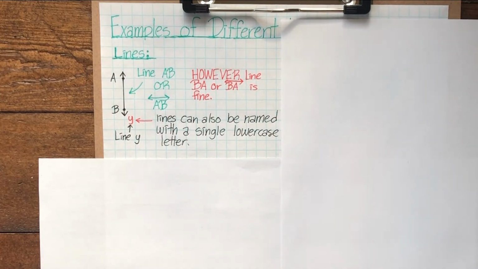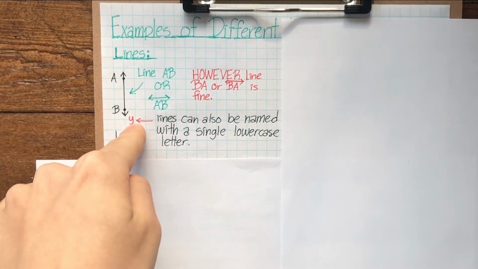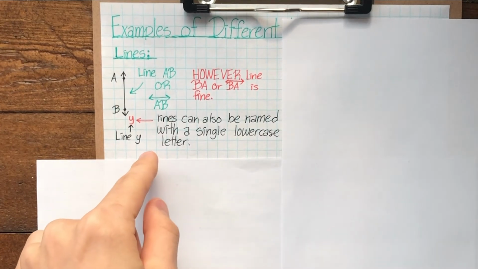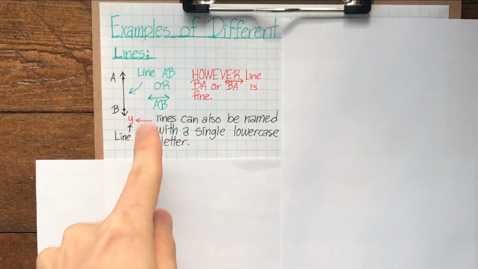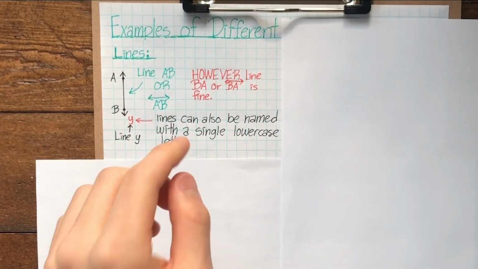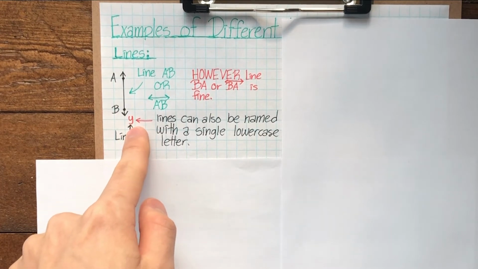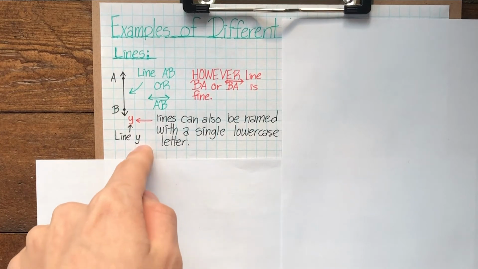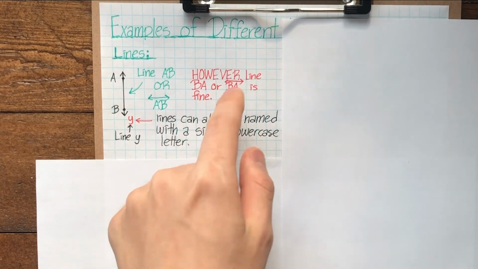And lines can also be labeled with a single lowercase letter. So I just put a little y right here, so this can also be named line y. However, you do have to pay attention to the capitalization of a letter. If it's in capital letters, you have to make sure you write it as a capital letter. Otherwise, you'll probably get points taken off. So you don't want that. Lines, if they're labeled with a single letter, are generally always going to be lowercase. So this is line y, or you can write it as line AB, or also line BA.